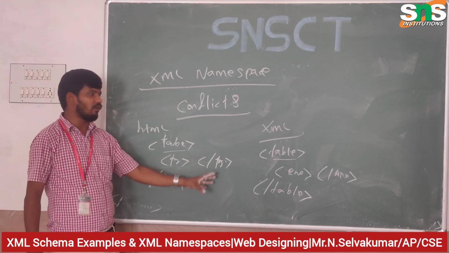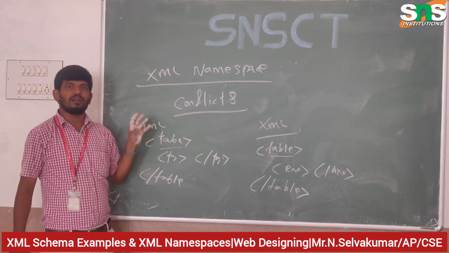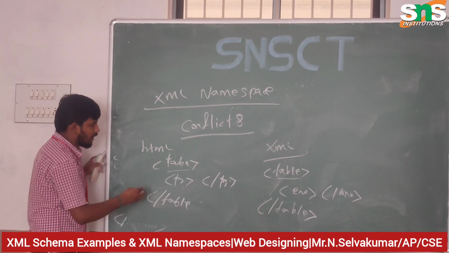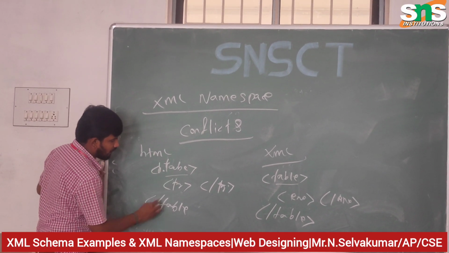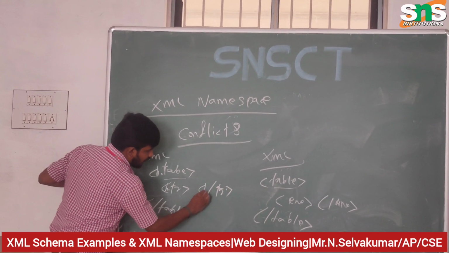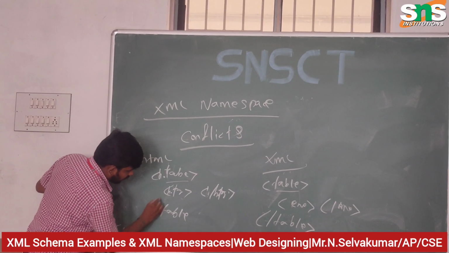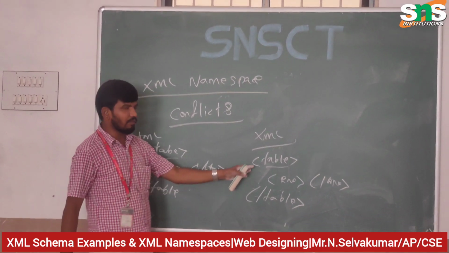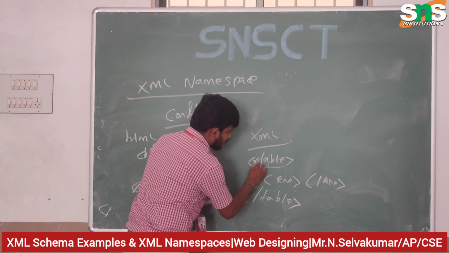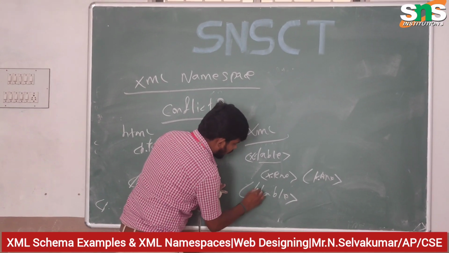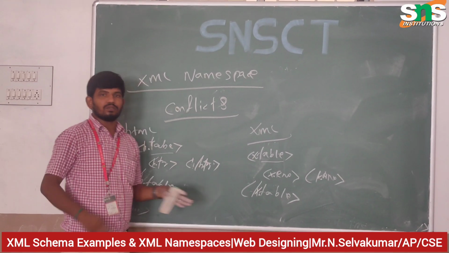In this case, we have to use a type of context. Whenever we design an HTML element, we use h:table, h:tr and h:table again. Coming from the XML code, we have to use x:table, x:number, x:column and x:table. So this is how the conflict is avoided.